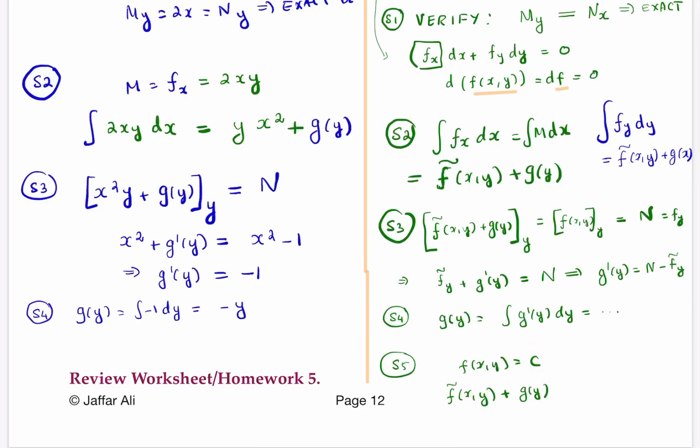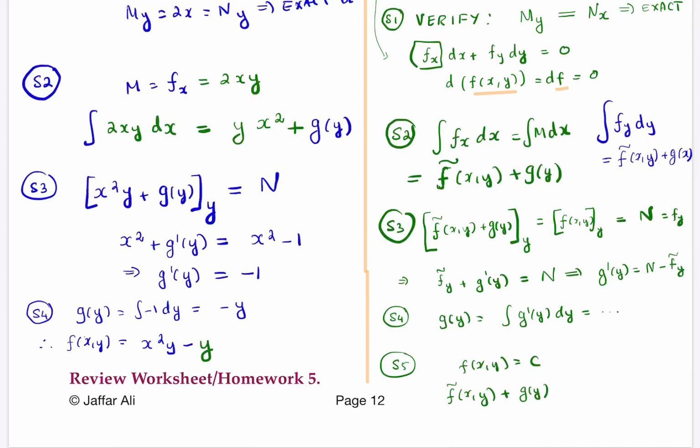So therefore, my f of x comma y, the one that I was hoping is going to be f tilde, which is this guy right here, which is x squared y plus g of y, which is this right here. So I'm going to say that's a minus y, and that came from this right here, and that's your f of x comma y.